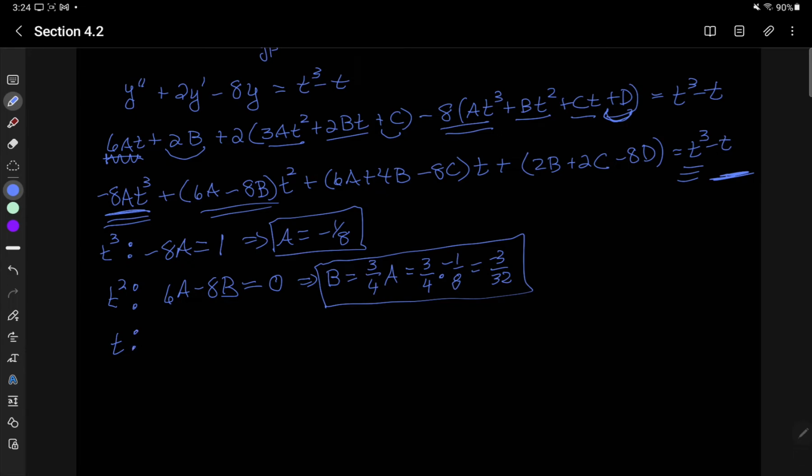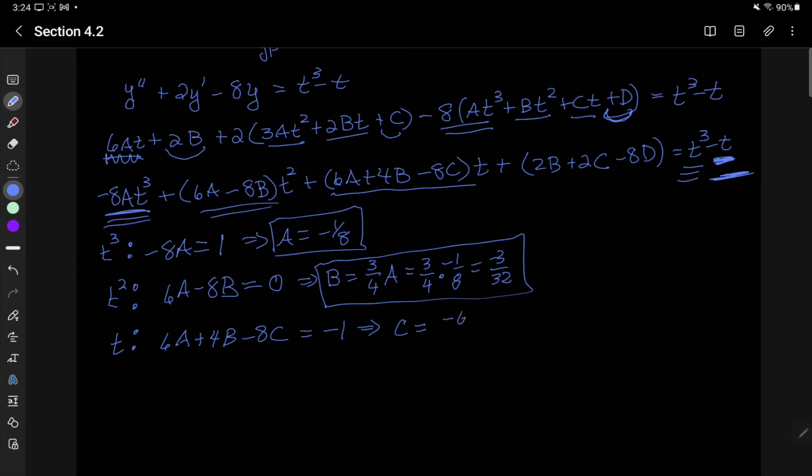So then my t coefficients, I get 6a plus 4b minus 8c is equal to -1. And I know what a and b are, so I need to solve for c. I'm going to take this and solve it for c by bringing the a and b terms over.